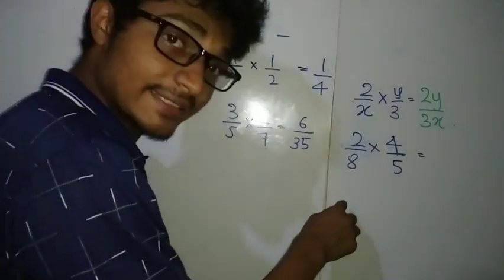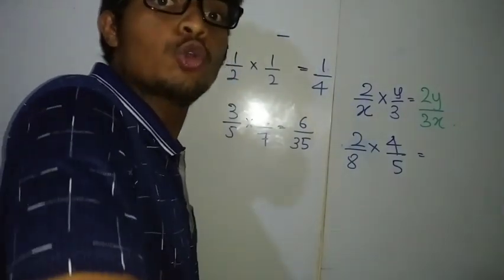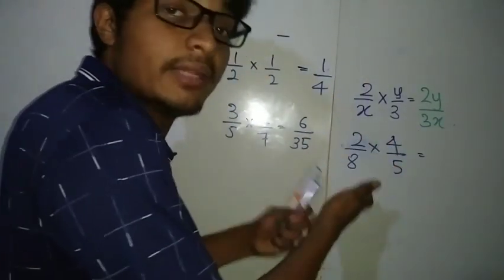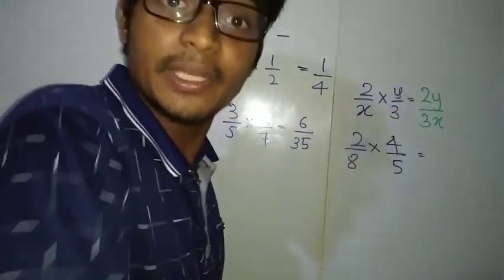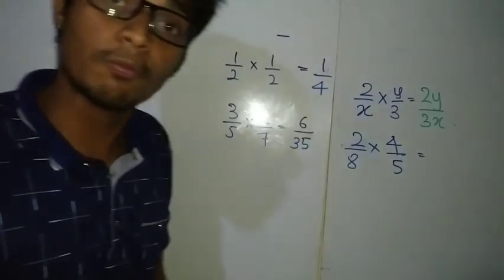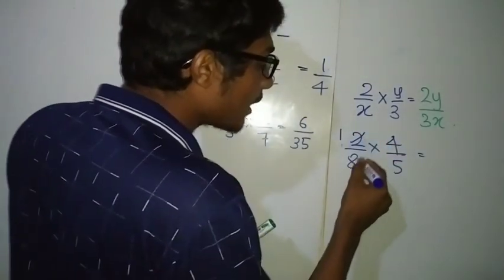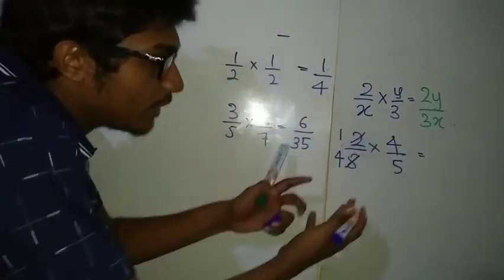So 2 and 8 are there. You can divide 8 by a number, and 2 also by the same number. Then you can chop each other. Look at this. 2 can be divided by 2, and 2 divided by 2 is going to be 1. 8 also can be divided by 2, because 8 divided by 2 is equal to 4. So you can cut them and put the numbers there.